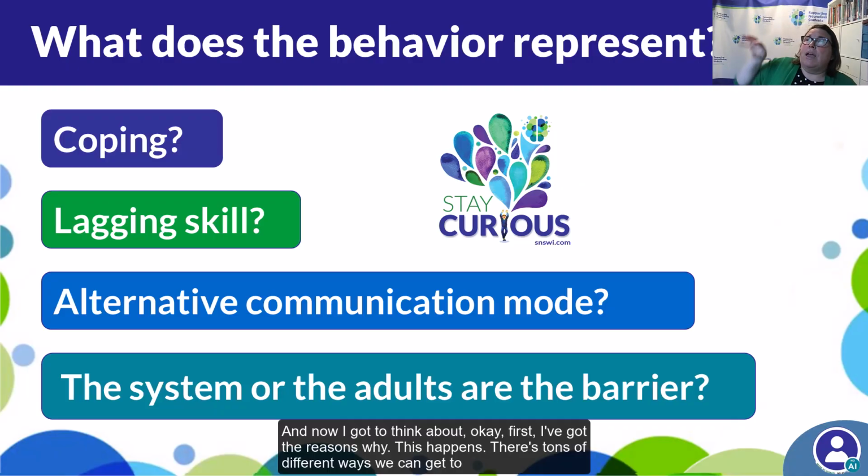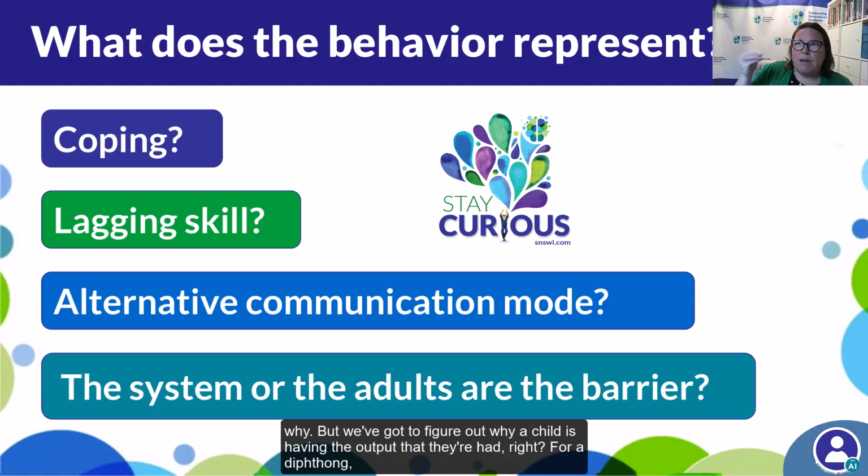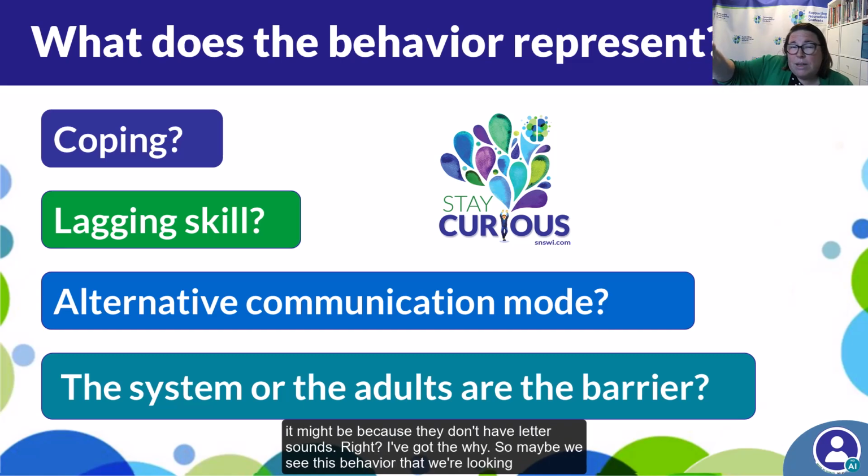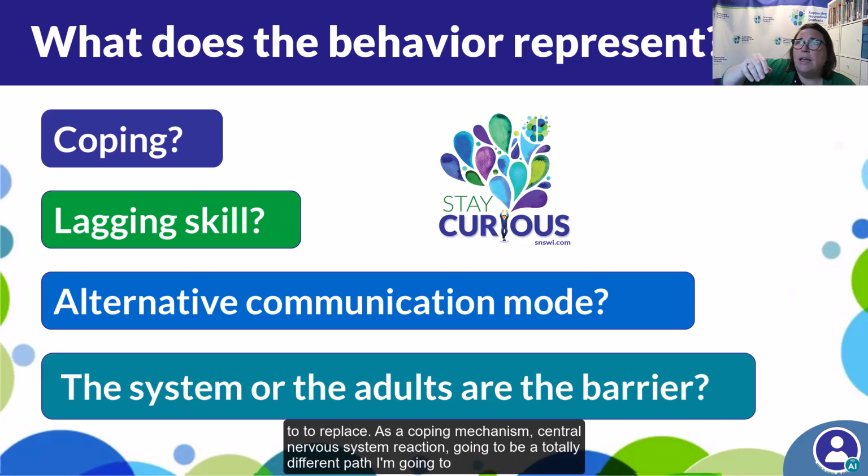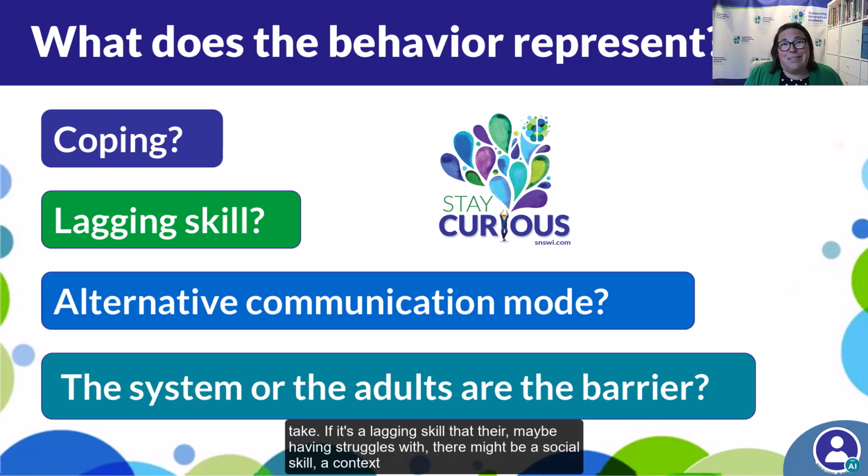And now I've got to think about, okay, first I've got the reasons why this happens. There's tons of different ways we can get to why, but we've got to figure out why a child is having the output that they're having, right? For a diphthong, it might be because they don't have letter sounds, right? I've got the why. So maybe we see this behavior that we're looking to replace as a coping mechanism, central nervous system reaction. It's going to be a totally different path I'm going to take if it's a lagging skill that they're maybe having struggles with.